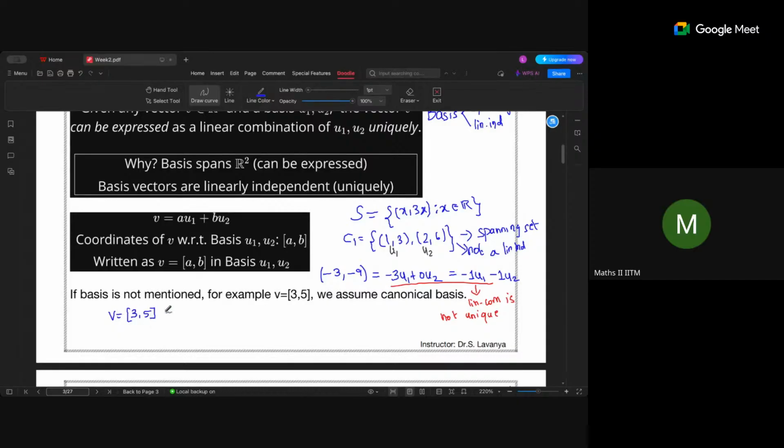Here no basis is mentioned, so I am assuming that it is the canonical basis. Always remember that if the basis is not mentioned, then we are just considering the canonical basis. It means in basis (1,0), (0,1), 3 comma 5 is equal to a times (1,0) plus b times (0,1). And what are my a and b? They are the coordinates with respect to these bases. What are the coordinates? 3 and 5. So a comma b are nothing but my 3 comma 5.